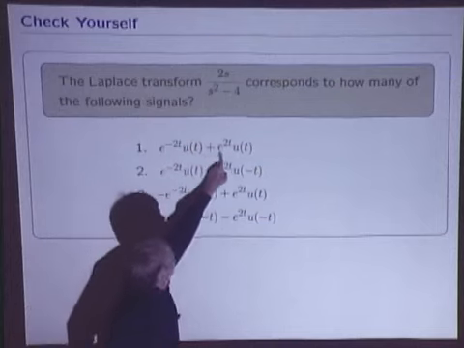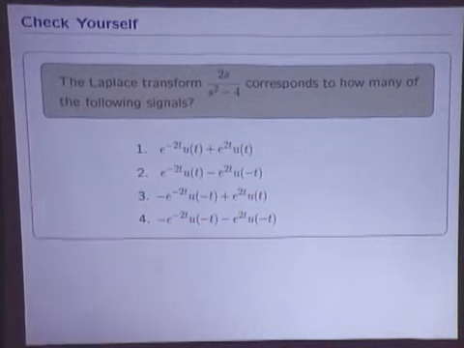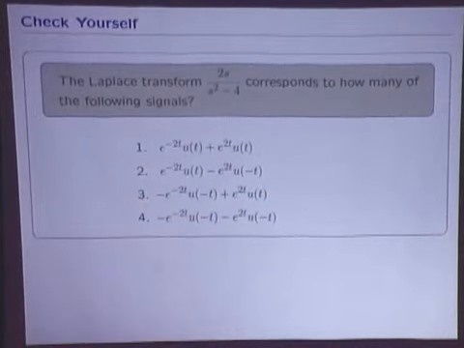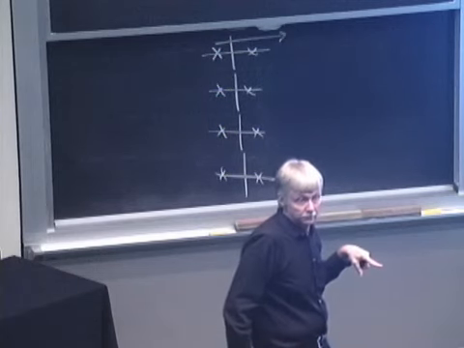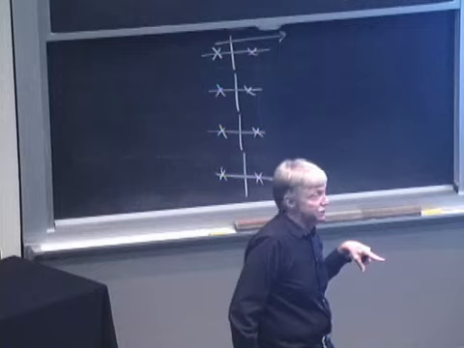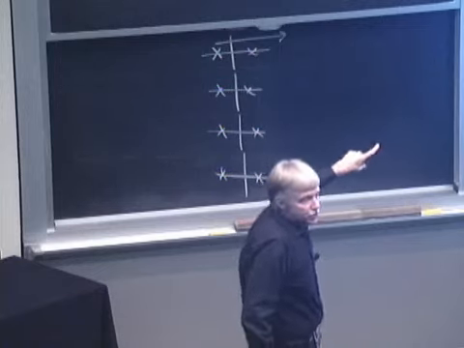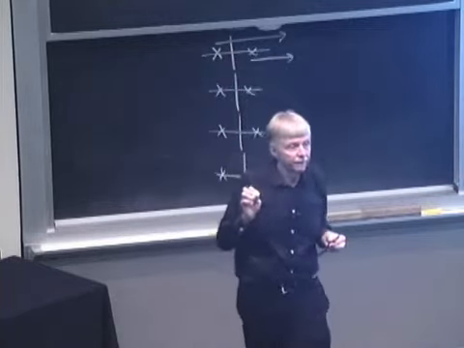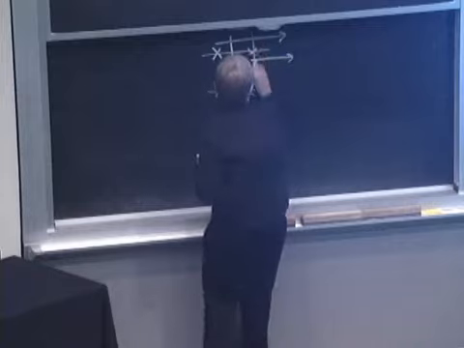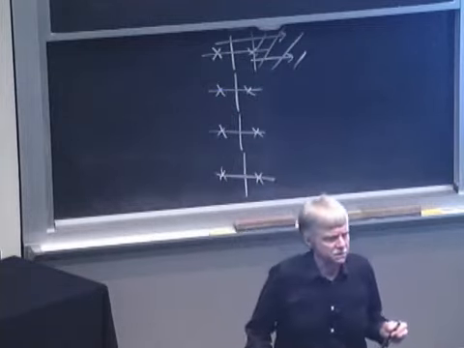This function has a pole at 2, e to the 2t, and it's right-sided. So it's right-sided with regard to a pole at 2. So what's the region that corresponds to a right-sided time function that corresponds to a pole at 2? Well, that's right-sided with regard to here. So the net region of convergence is that region. Make sense?